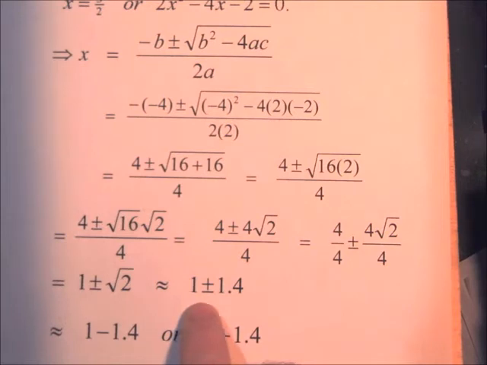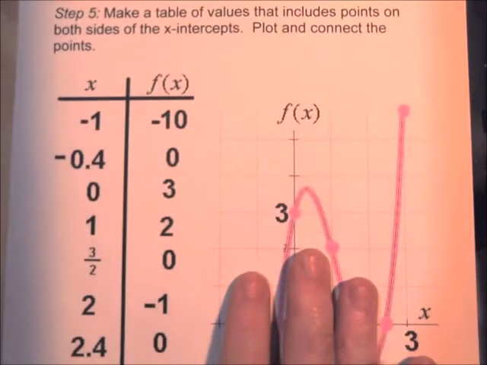So it's 1 minus, and by trial and error we estimate root 2 to be about 1.4. 1 minus 1.4 is negative 0.4. 1 plus 1.4 is a positive 2.4. So that gives us the x-intercepts, and then we can plot points and sketch the graph.